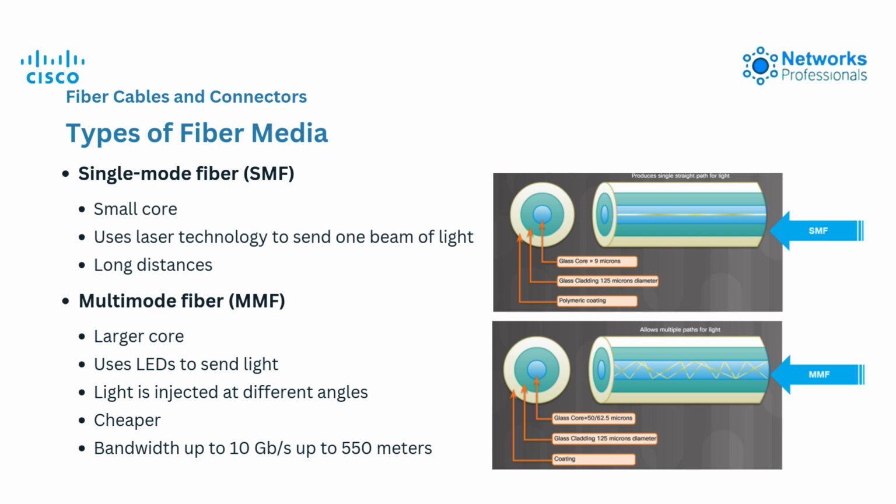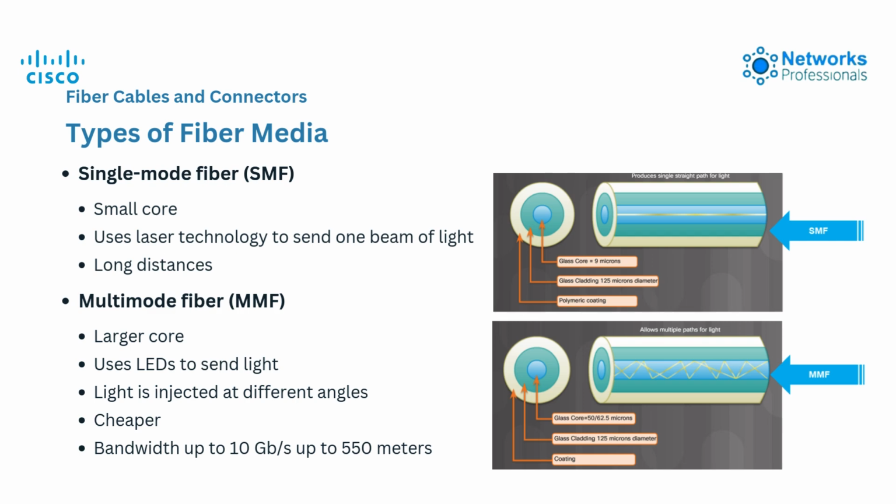Types of fiber media. Single-mode fiber. Core size. Single-mode fiber has a very small core, typically around 8 to 10 microns in diameter. Technology used. It uses laser technology to transmit data. A single beam of light is sent through the core, making it ideal for long-distance communication. Distance. Single-mode fiber is capable of transmitting data over longer distances, often several kilometers, without signal degradation.